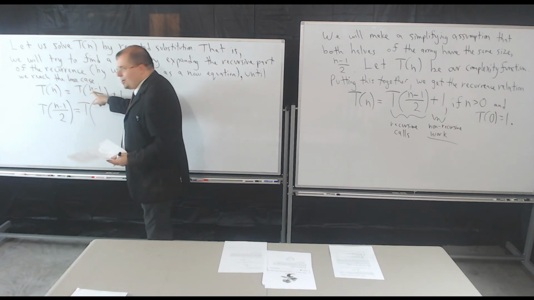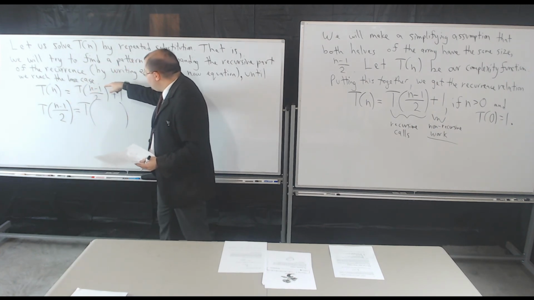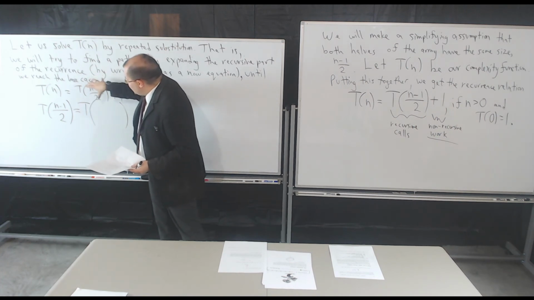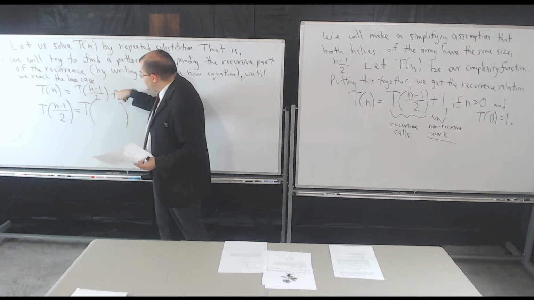Now, n is now an apple here. So it's t of apple is equal to t of apple minus 1 over 2. So keep in mind, the apple is still this one right here. It isn't this whole part here.